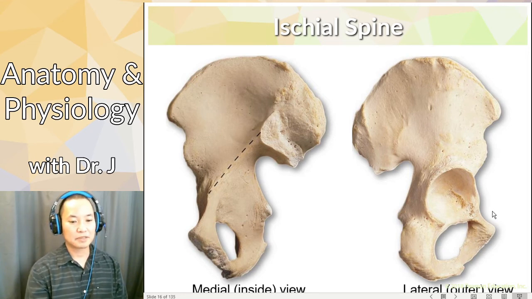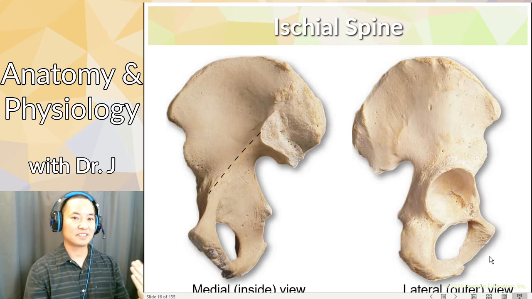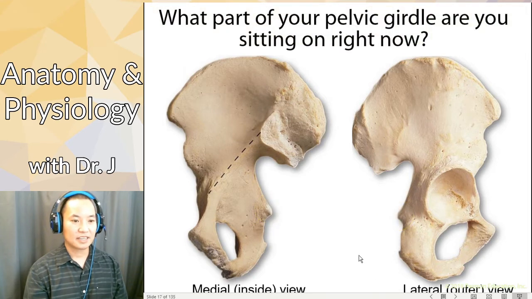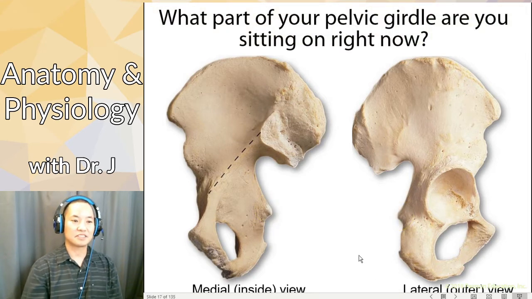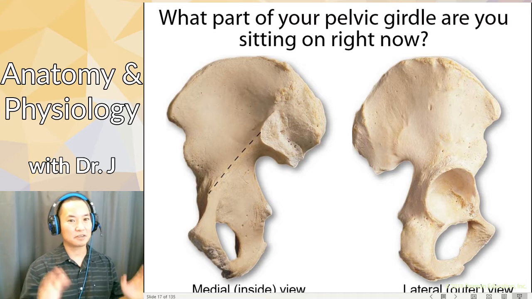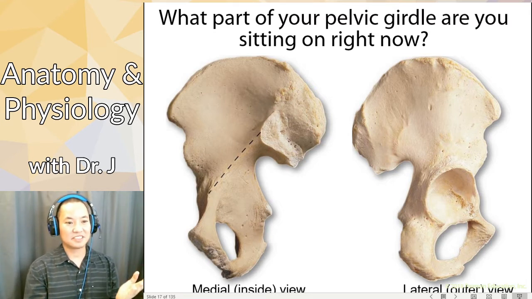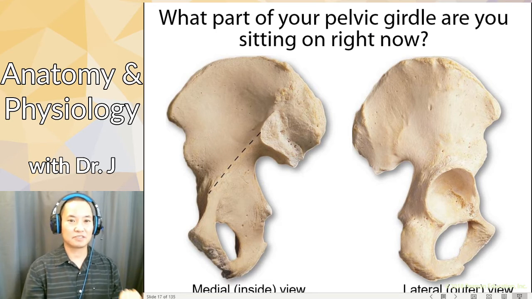So then remember, your pubic bone is in the front, and then by a process of elimination, you have the ischium in the back. So toward the posterior side, you have something called the ischial spine up here. And so think about how you're sitting. Assuming you're not standing up, you're sitting on your pelvic girdle at some point. Which part of your pelvic girdle are you sitting on right now?